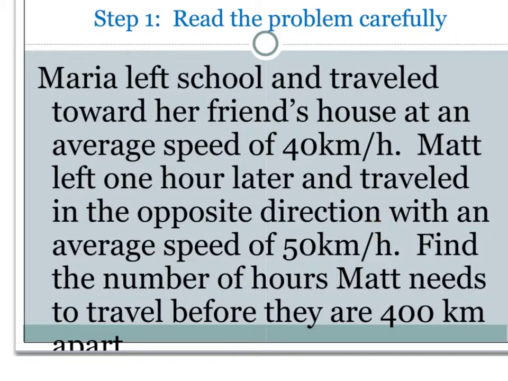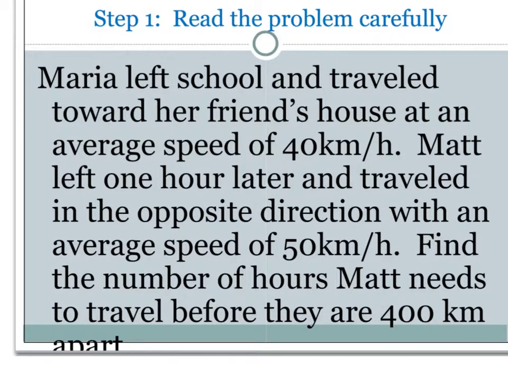We also know that Maria is traveling at 40 kilometers every hour. And we know that Matt is going to go a little bit faster. He can travel 50 kilometers for every hour that he continues to go. We also know that Matt leaves 1 hour later than Maria. So if it takes Maria 5 hours, Matt's only going to be traveling for 4 hours because he left an hour after Maria did. And our whole goal is to find out when they're 400 kilometers apart.